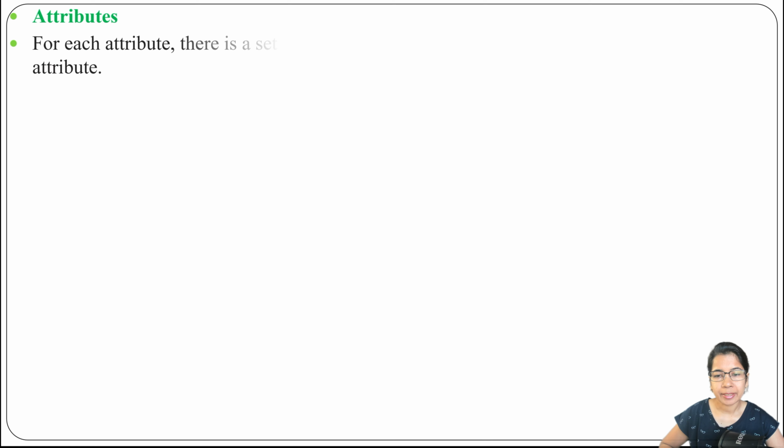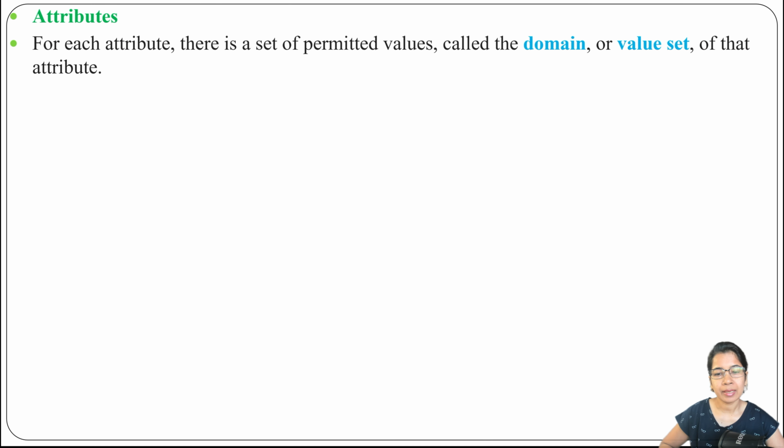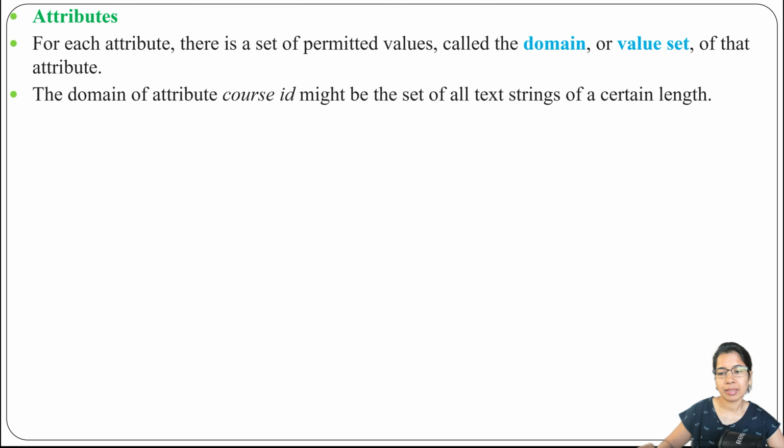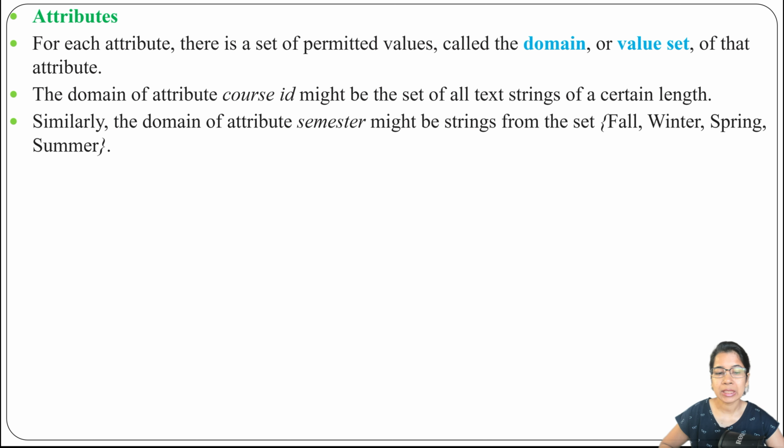So for each attribute there are certain domain and value set. For example, course ID can be of certain length, starting with an alphabet followed by some number. For computer science, you can write CS followed by some number, right? Similarly, semester can be either fall, winter, spring, summer.